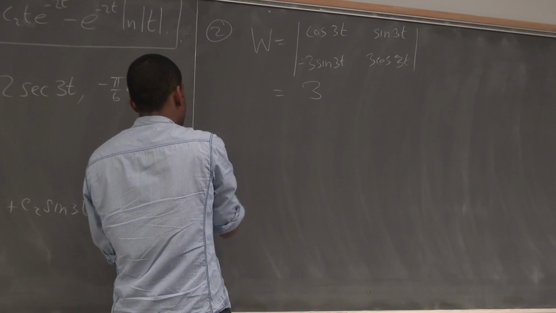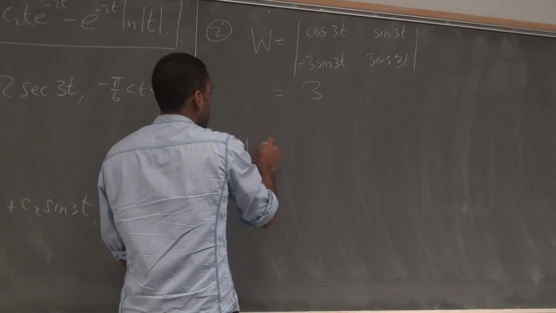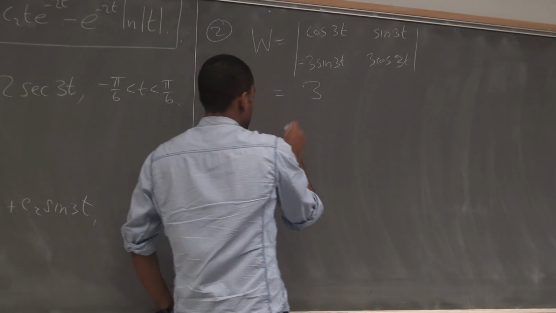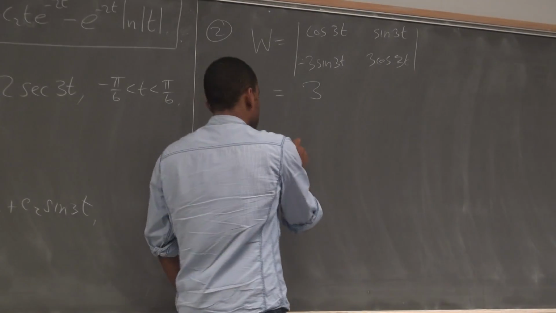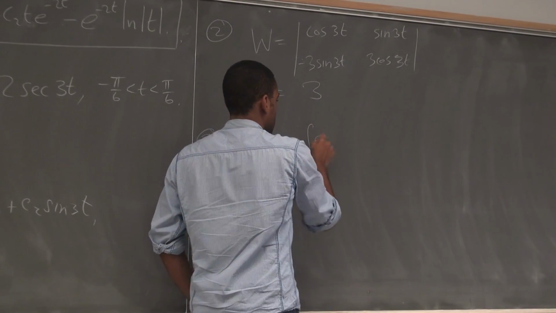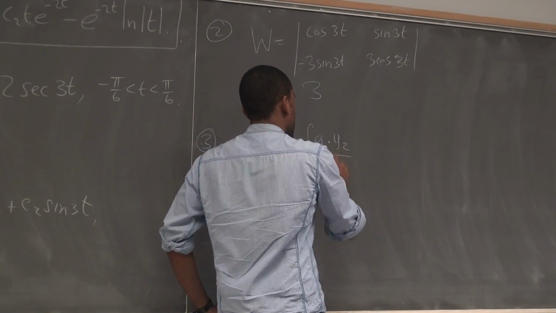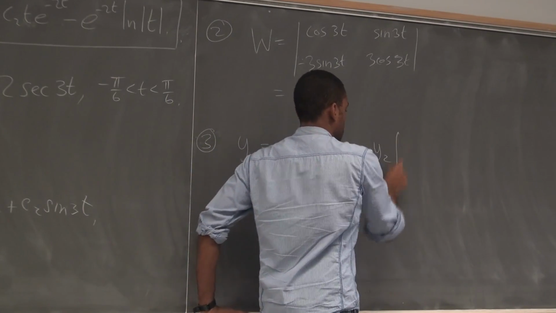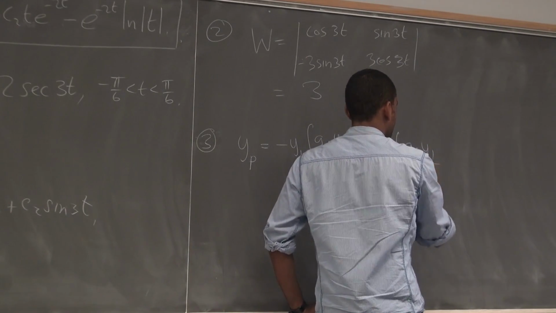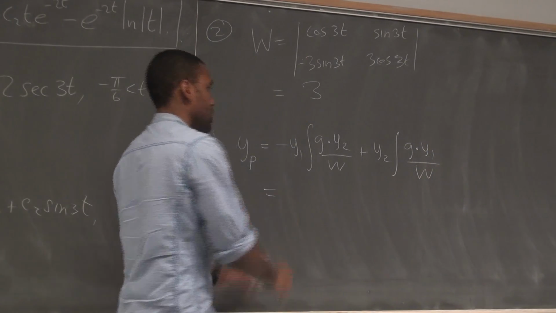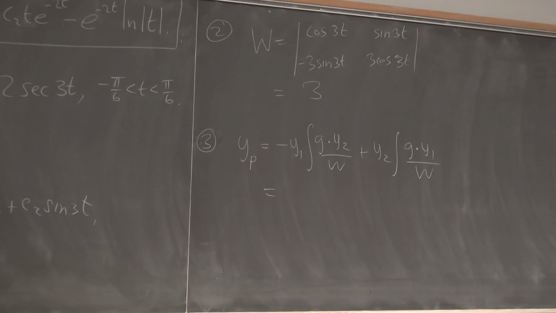Then the third step, find the yp. Remember, the first few times you're doing this, I'd recommend you write down the formula every time, y1 times g times y2 over W. I didn't do it the last few times, but if you're learning this for the first time, I recommend that you always write down the formula. Then you just plug in y1, I'm going to call this the cosine, and y2, I'm going to call that the sine.